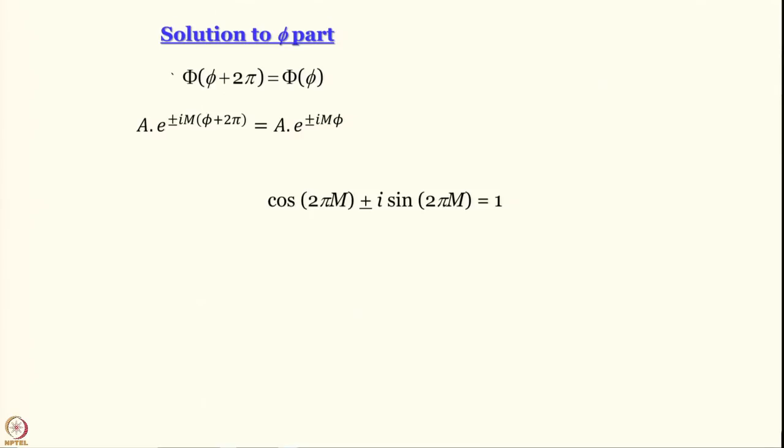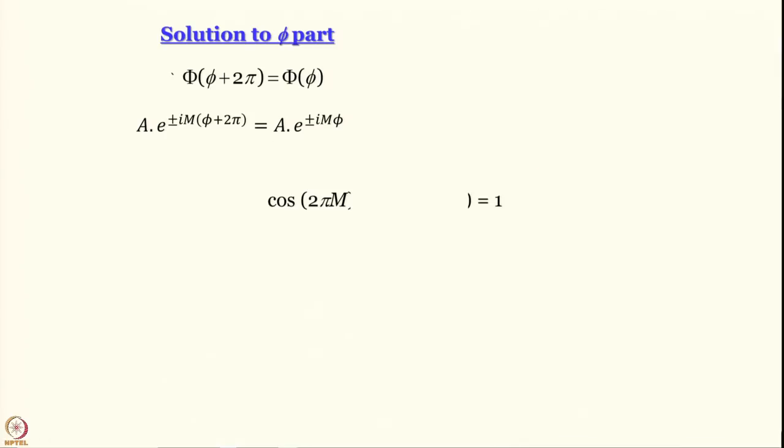And it is not very difficult to figure out what m will be from there. But what we do is we use the trigonometric relationship. We know that the exponential term is really equal to cos 2 pi m plus minus i multiplied by sin 2 pi m, right. So, we write this to be equal to 1, okay.